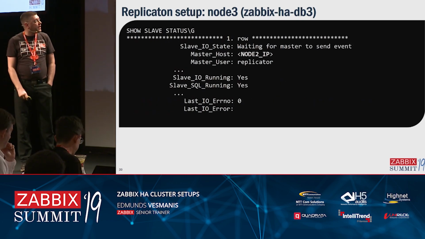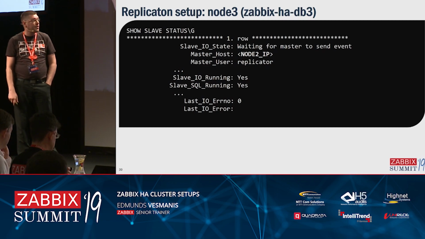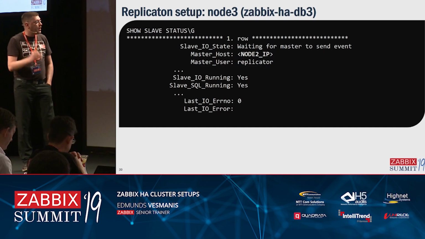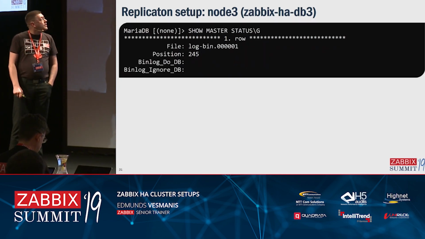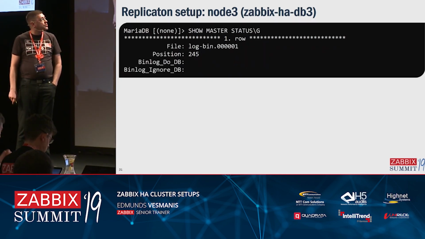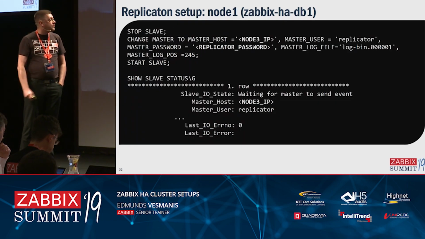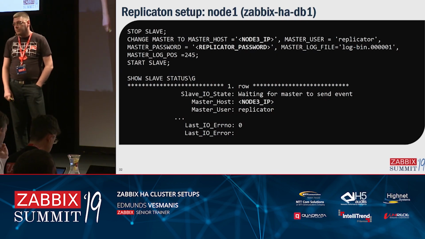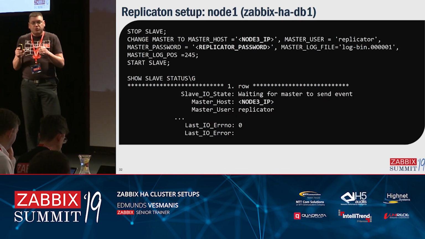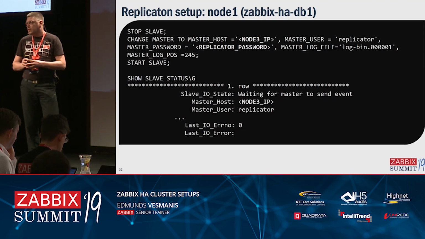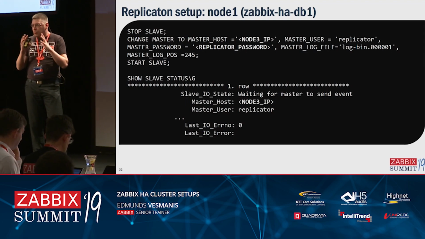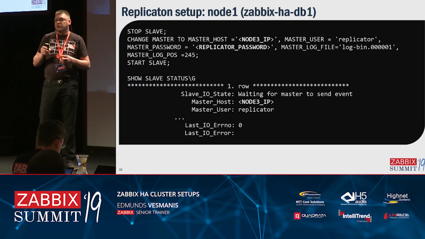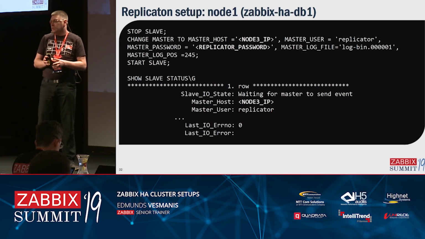And then again we check the status of our slave. If we see waiting for master to send events, we are done with this one. And we run the same show master status on the third one. We go to the first one, and the circular setup is done. So now we can go to any of the 3 nodes, create a database, run whatever SQL queries we want. They will be replicated to all other nodes. This is done.